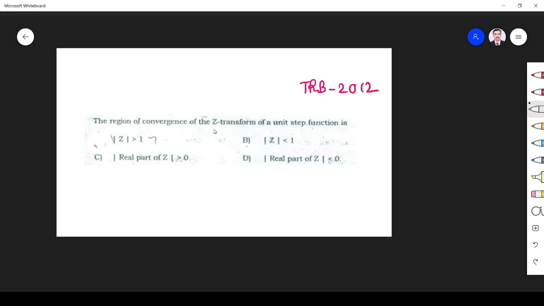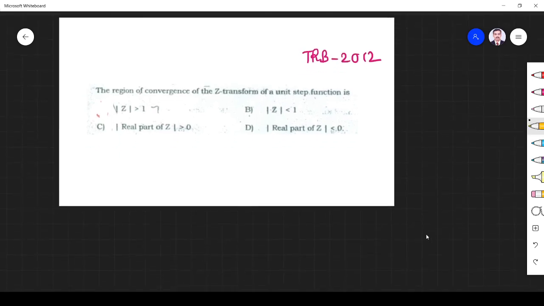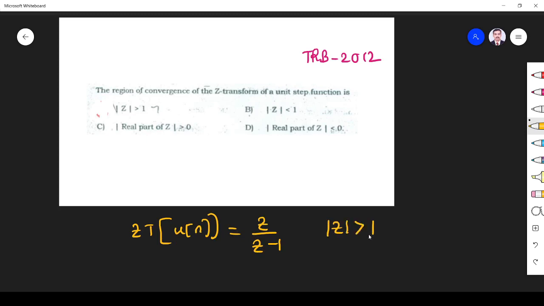So the first question is the region of convergence of the Z transform of a unit step function. So what they ask is ROC of Z transform of unit step function. We know that Z transform of unit step function is this, we must remember always. We cannot derive it in the exam. We must remember. What is that? Z by Z minus 1 with mod Z greater than 1 is ROC. Right? So what is the answer? The option is option A. Mod Z must be greater than 1.